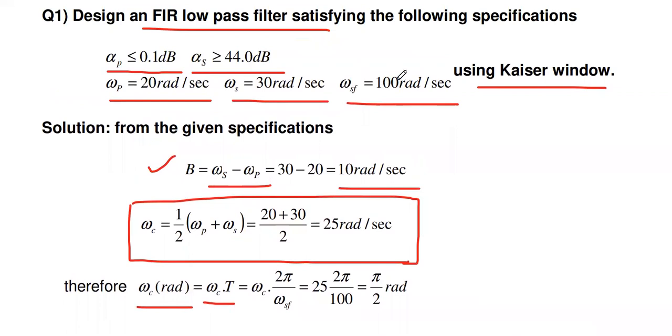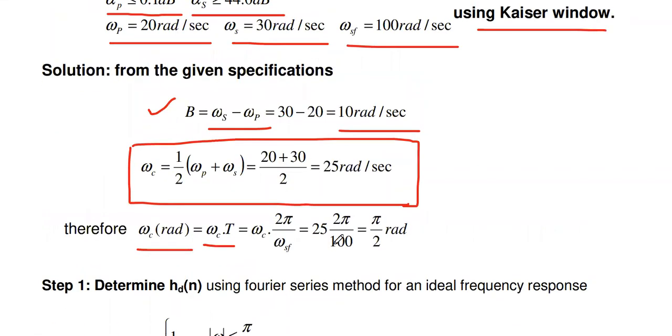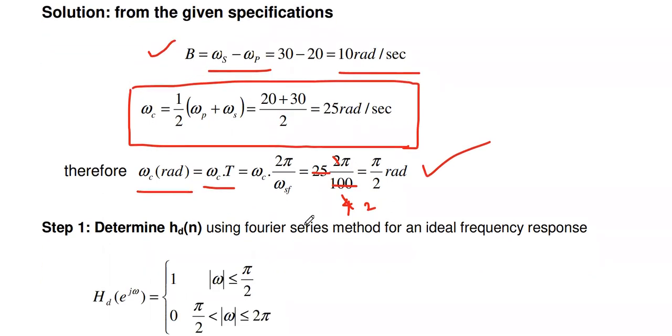What is the sampling frequency? 100 radians per second. So substituting, 25 times 2 pi by 100. Cancelling 25 with 100 gives 4, then cancelling 2 with 4, we get the answer pi by 2 radians. So the cutoff frequency in radians is pi by 2, that is 90 degrees. So we calculated the transition bandwidth and the cutoff frequency in radians. This is the first thing.